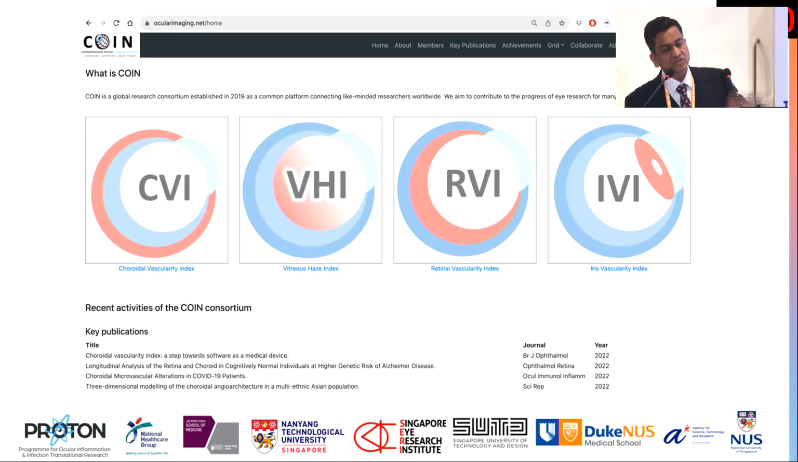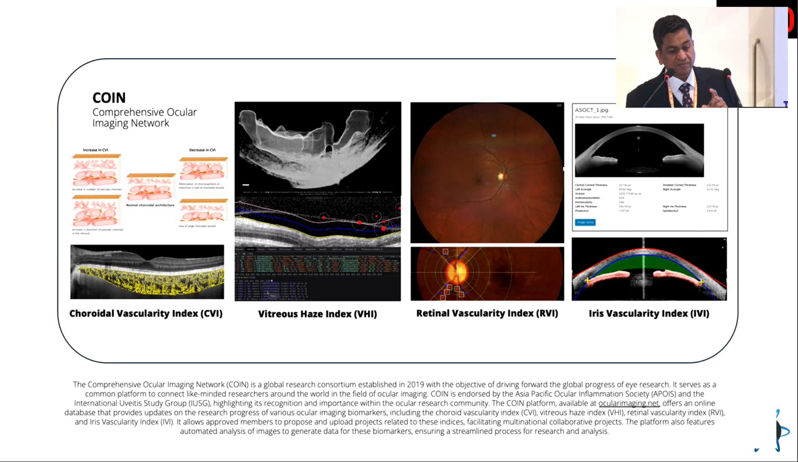We thought we would introduce other measures for assessing inflammation. One was vitreous haze, then we introduced retinal vascularity index, and recently we are launching iris vascularity index, which I'm not going to talk about. But you can see on this snapshot the vitreous haze which can be assessed, the retinal vasculature which can be assessed, and iris. So this has not been proven so far as much as choroid has gone, because this has been done in the last 2 to 3 years through different grants.